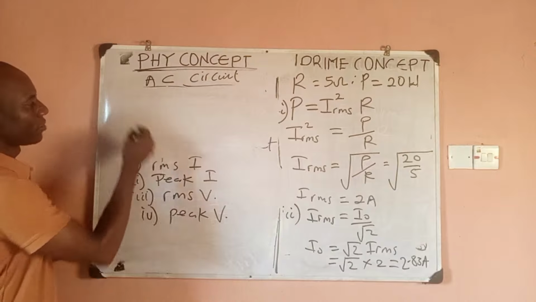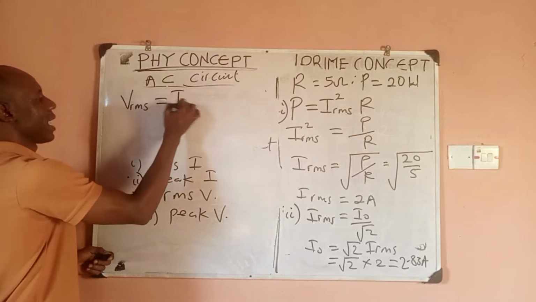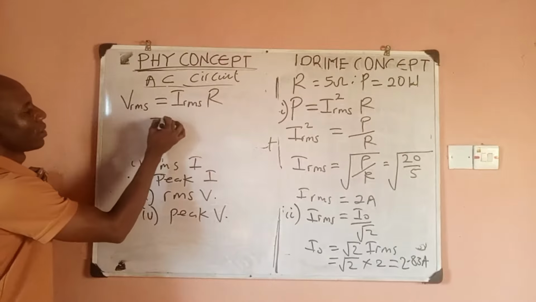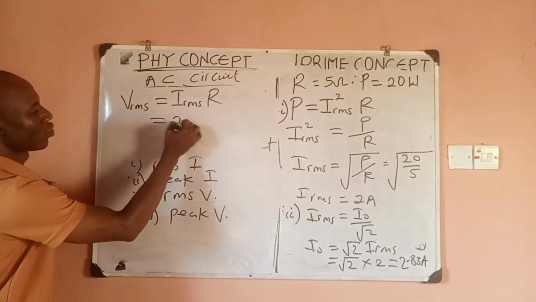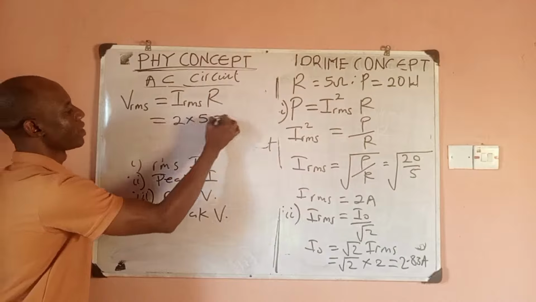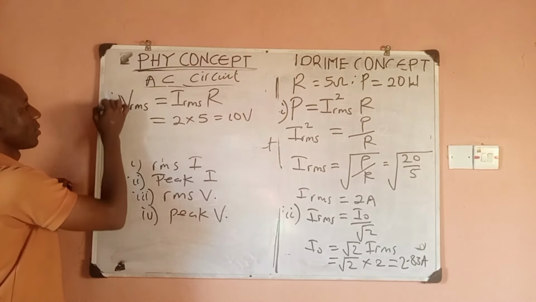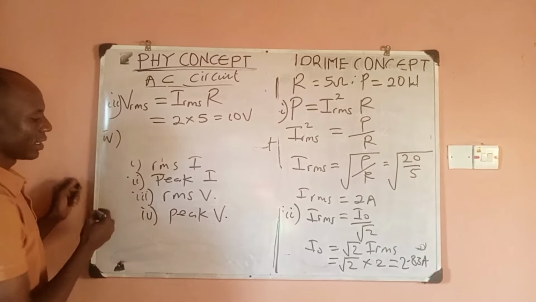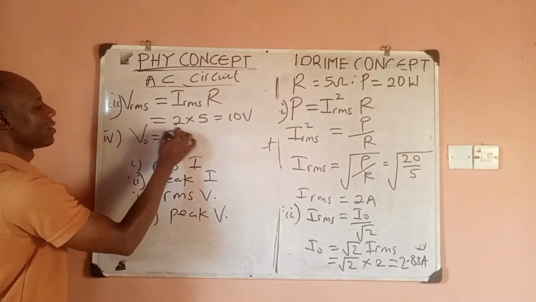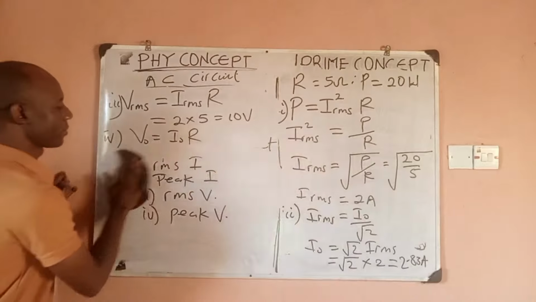So RMS voltage, you should know that RMS voltage is RMS current times resistance. So I have my RMS current as 2 times my resistance of 5, which is what? 10 volts. That is the third question. Then the last one says peak voltage. Also, peak voltage is peak current times R. So you can also get it from here.